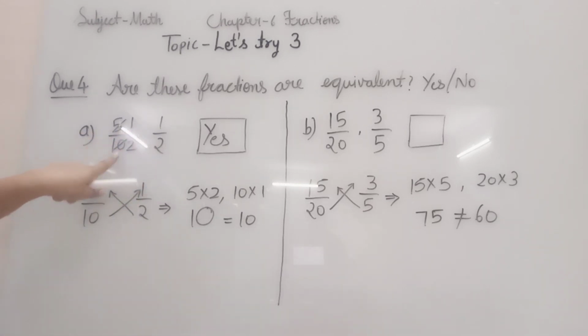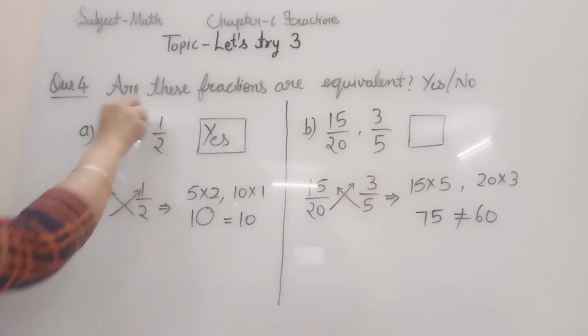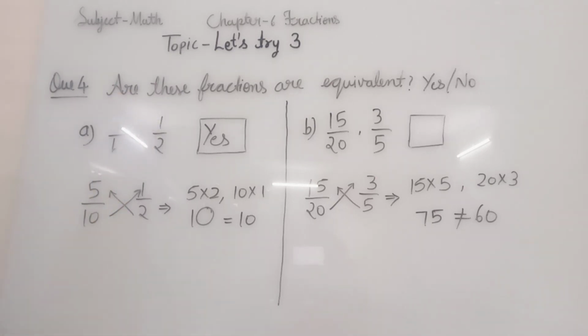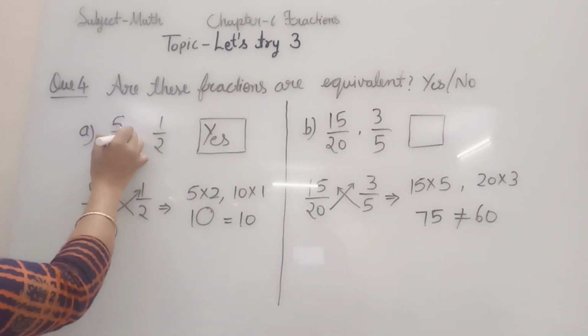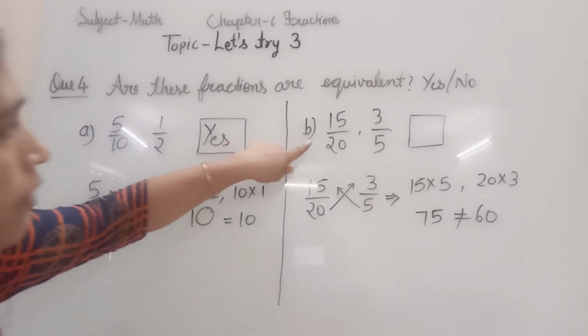This is the short method and this one is the little bit long method. But if you use this method, you cannot make a mistake. Here sometimes you can make a mistake, but in this method there is no chance of a mistake. You only need to do multiplication and you have to learn the tables. Got it? Now let's check for B.